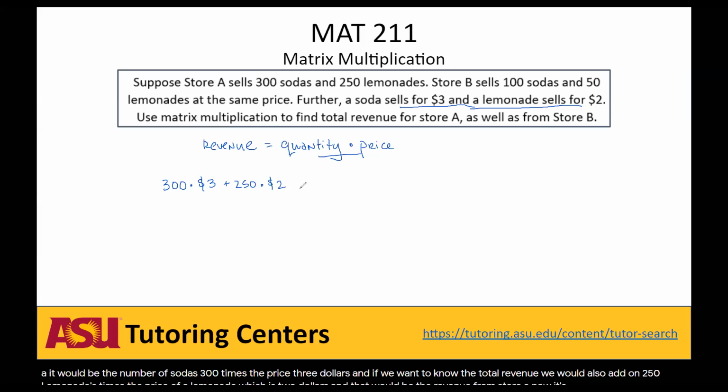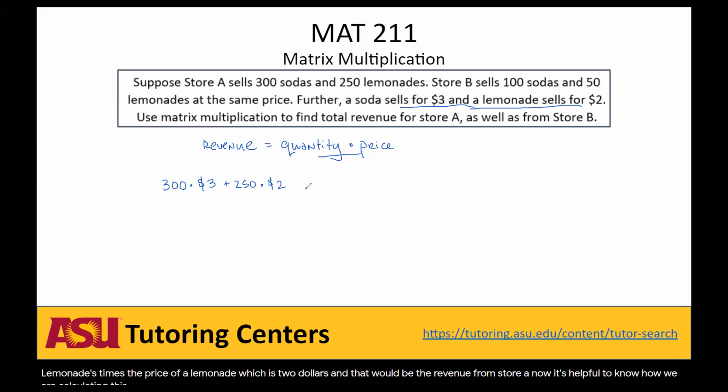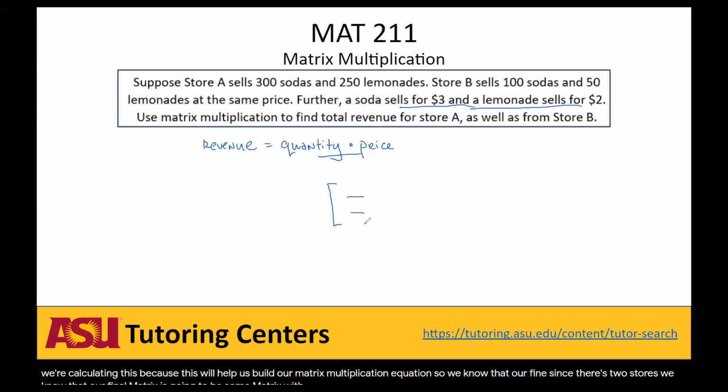Now it's helpful to know how we're calculating this because this will help us build our matrix multiplication equation. So we know that since there's two stores, our final matrix is going to be a matrix with 2 rows and 1 column. So 2 entries, 1 for each store. Now, let's think of how we can get there.